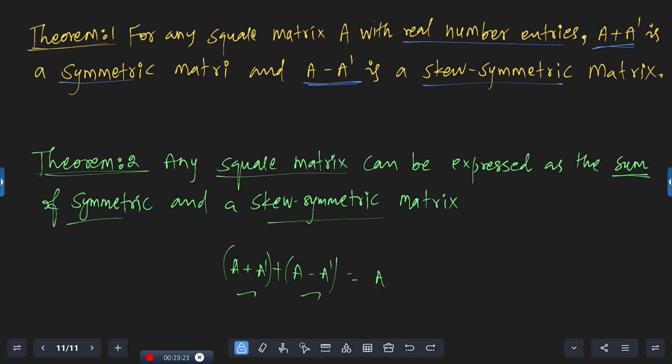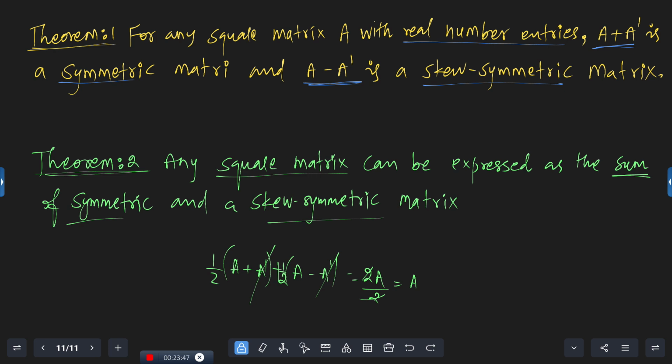Shall we check once again? See, plus A dash and minus A dash cancel. A plus A, what are we getting? 2A. But what we need to get is A. But we are getting 2A. So if you divide by 2, you will be getting A. So I am giving the division by 2 here as well as here.